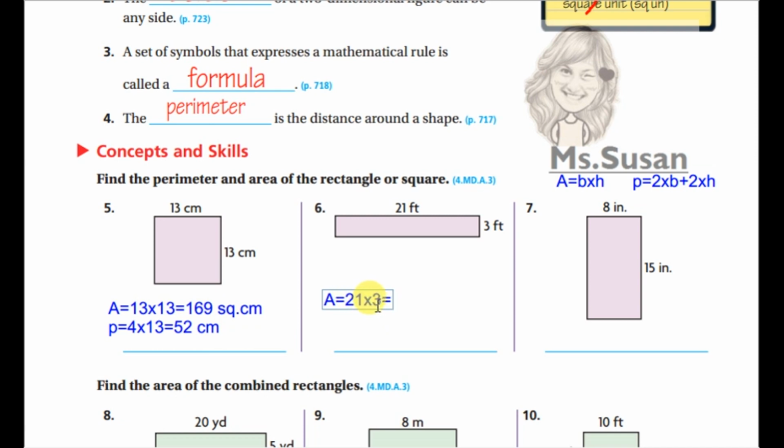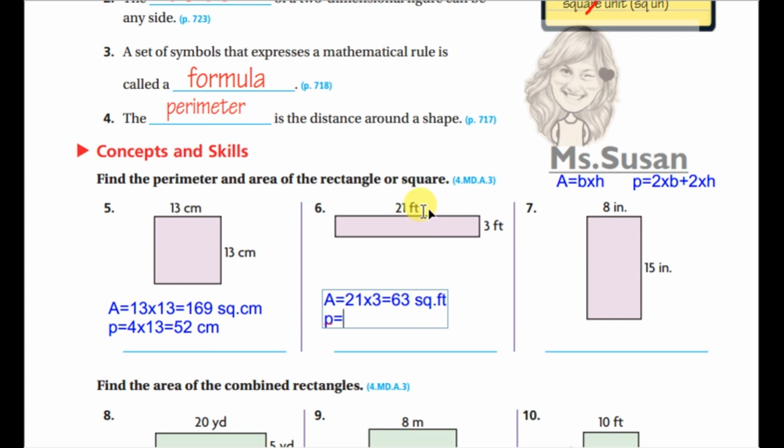3 times 1 will be 3. 3 times 2 will be 6. So the answer will be 63. And the unit here, we measure the area by square unit. What is the unit here? It's feet. So it will be square feet. Now let's find the perimeter.